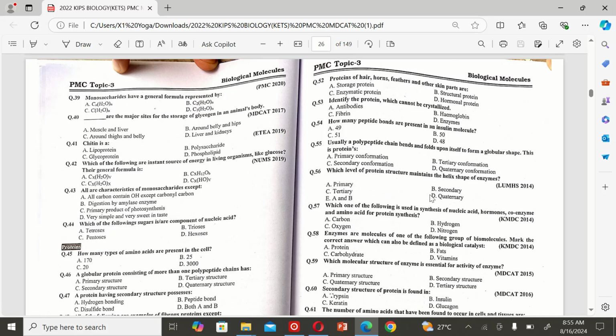The next MCQ is: which level of protein structure maintains the helix shape of enzyme? A, primary, B, secondary, C, tertiary, and D, quaternary. So the correct option is B, secondary.